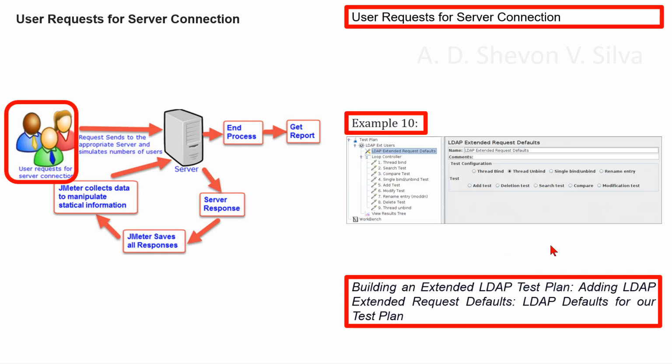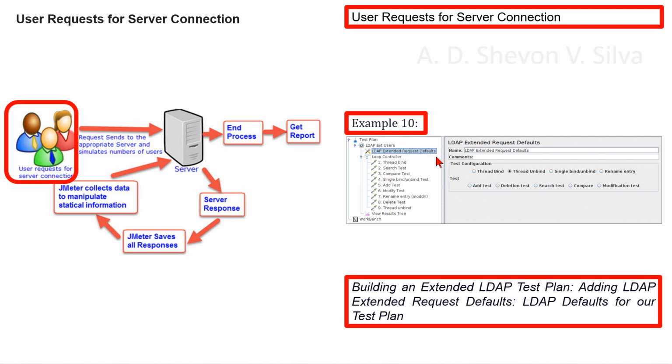Now we are considering adding LDAP extended request defaults in building an extended LDAP test plan. Here you can see the LDAP defaults for our test plan. Begin by selecting the LDAP ext users element. Click your right mouse button to get the add menu, then select add, then config element, then LDAP extended request defaults, then select this new element to view its control panel.